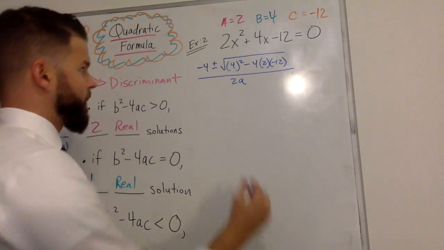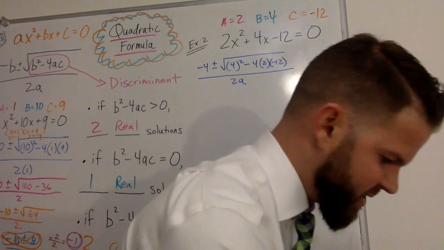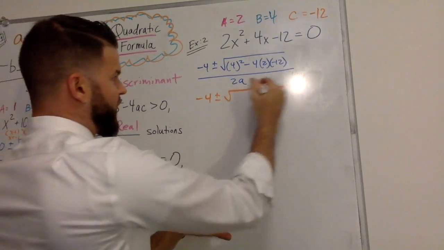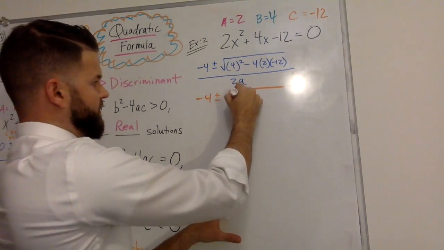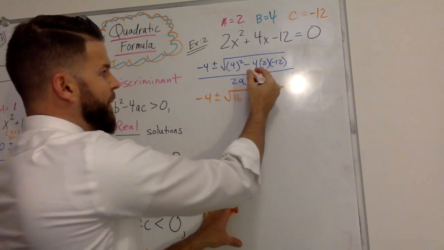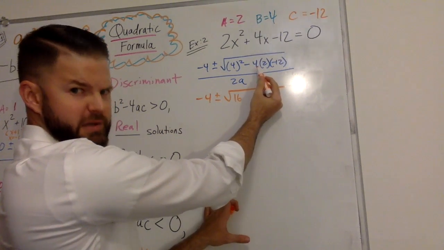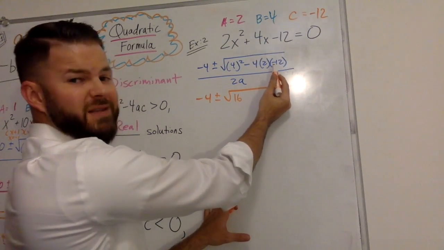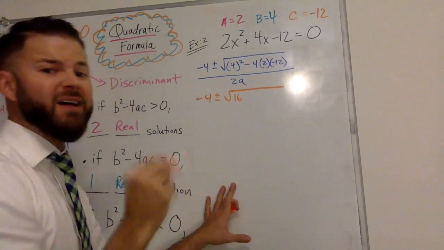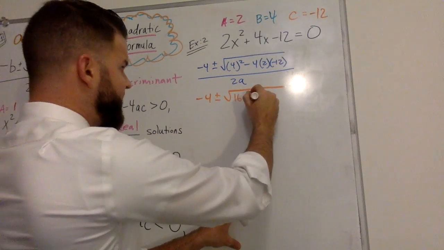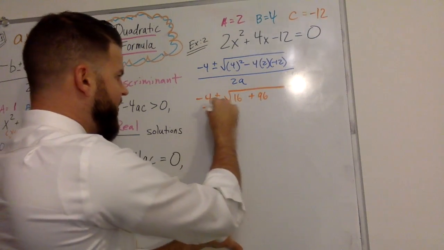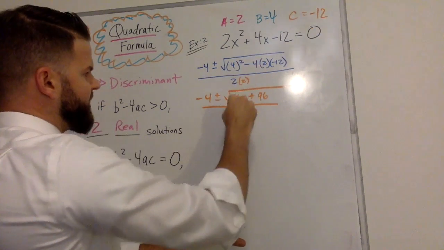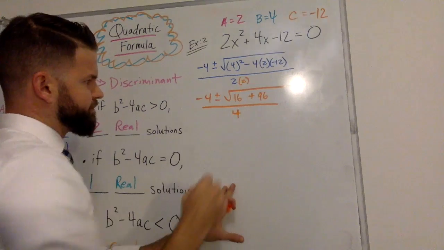All right, here we go. Let me tidy this up and change colors. I got negative 4 plus or minus the square root. What's 4 squared? I think I heard a 16. I'll take it. How about over here? I got negative 4 times 2, which gives me a negative 8, right? Negative 8 times negative 12 gives me a positive 96. I'll take a positive 96. All that is divided by 2 A's. In this case, my A was just a 2, so that's going to be a 4 on the bottom.